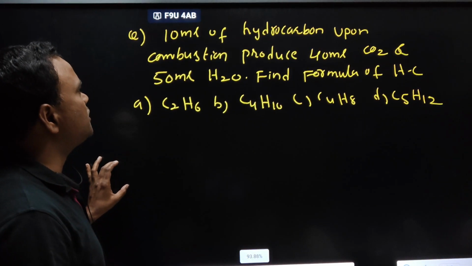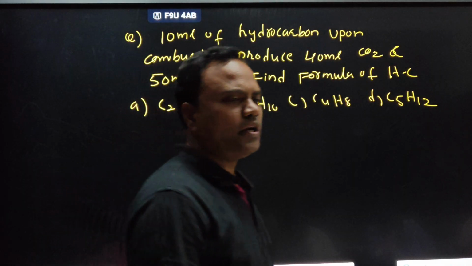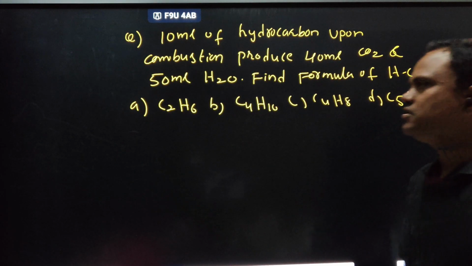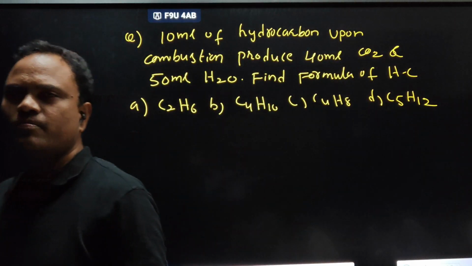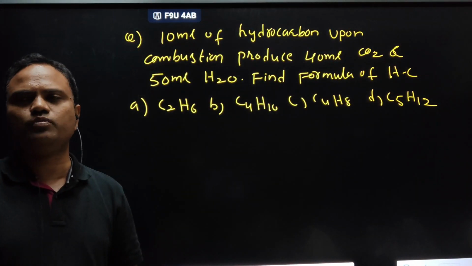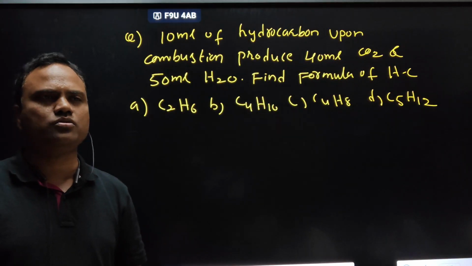First of all, write the general formula. Try to write without seeing, that gives practice. CXHY plus X plus Y by 4 O2 gives rise to XCO2 plus Y by 2 H2O.